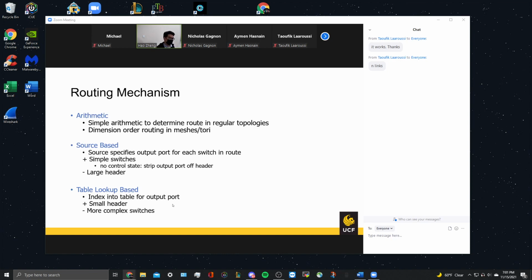So why do we need the table lookup based approach? Probably because it's reconfigurable. Sometimes you can change the contents in the table, and this provides you a scalable way to change your routing policies. But for the arithmetic one, you cannot do anything. Once you implement this kind of logic in the hardware, you cannot change it.